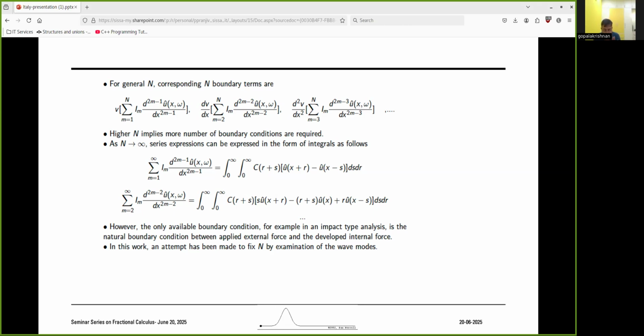However, in the case of a rod, the only available boundary conditions are the Neumann boundary condition, or the natural boundary condition, and the Dirichlet boundary condition, or the displacement boundary condition. I have only two for a rod. So how do we fix n here when you have infinite modes? Next, please.